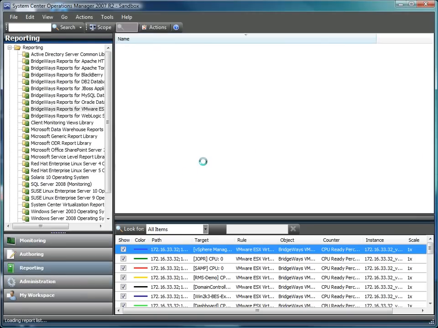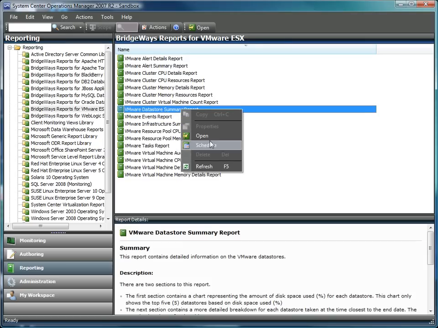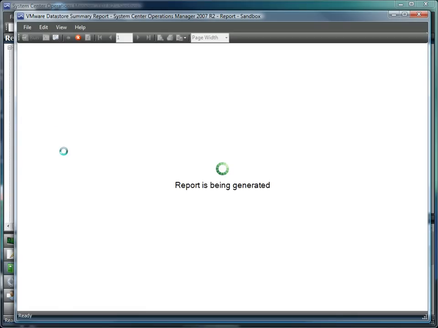The management pack also comes with pre-generated reports that you can use in addition to the generic reporting provided by Operations Manager. Using the data store summary report as an example, you can get a report that shows you how many hosts are using the data store and how much of the underlying capacity is available at this time.